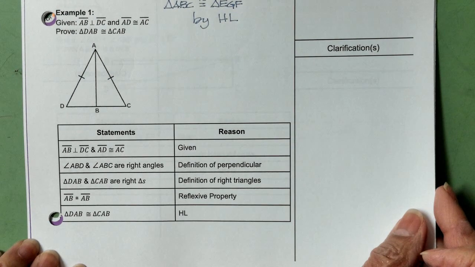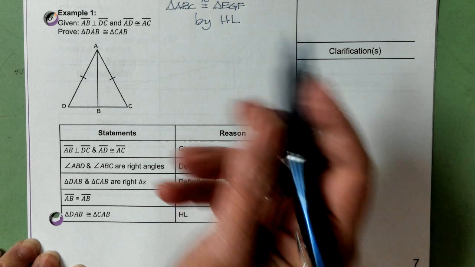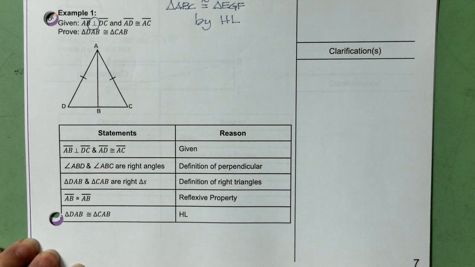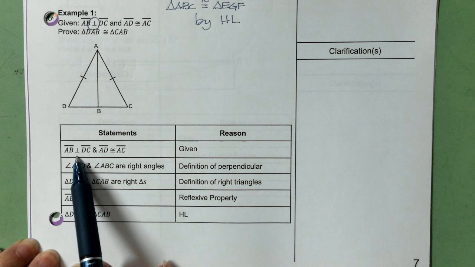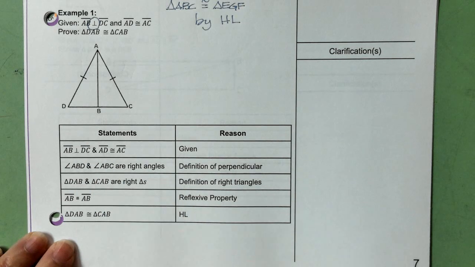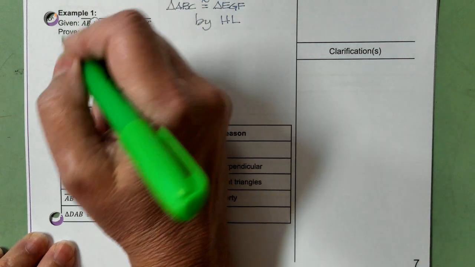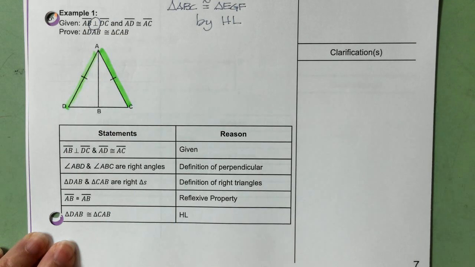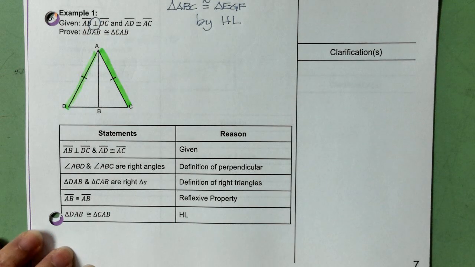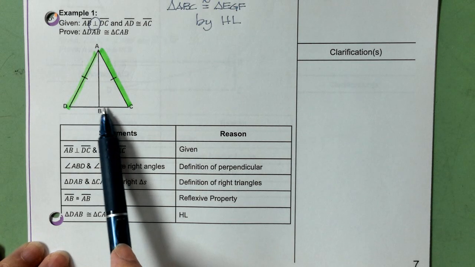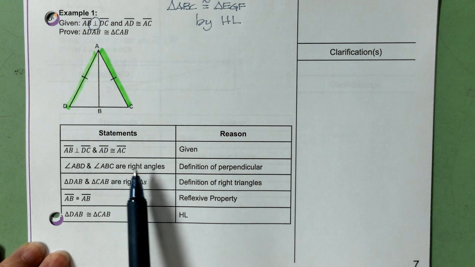We are given a lot of information. Key here is the perpendicular. Okay? AB is perpendicular to DC. AD is congruent to AC. So I'm going to go ahead and mark the congruent sides. Okay? Now notice there's no box in here because we haven't established their right angles yet.